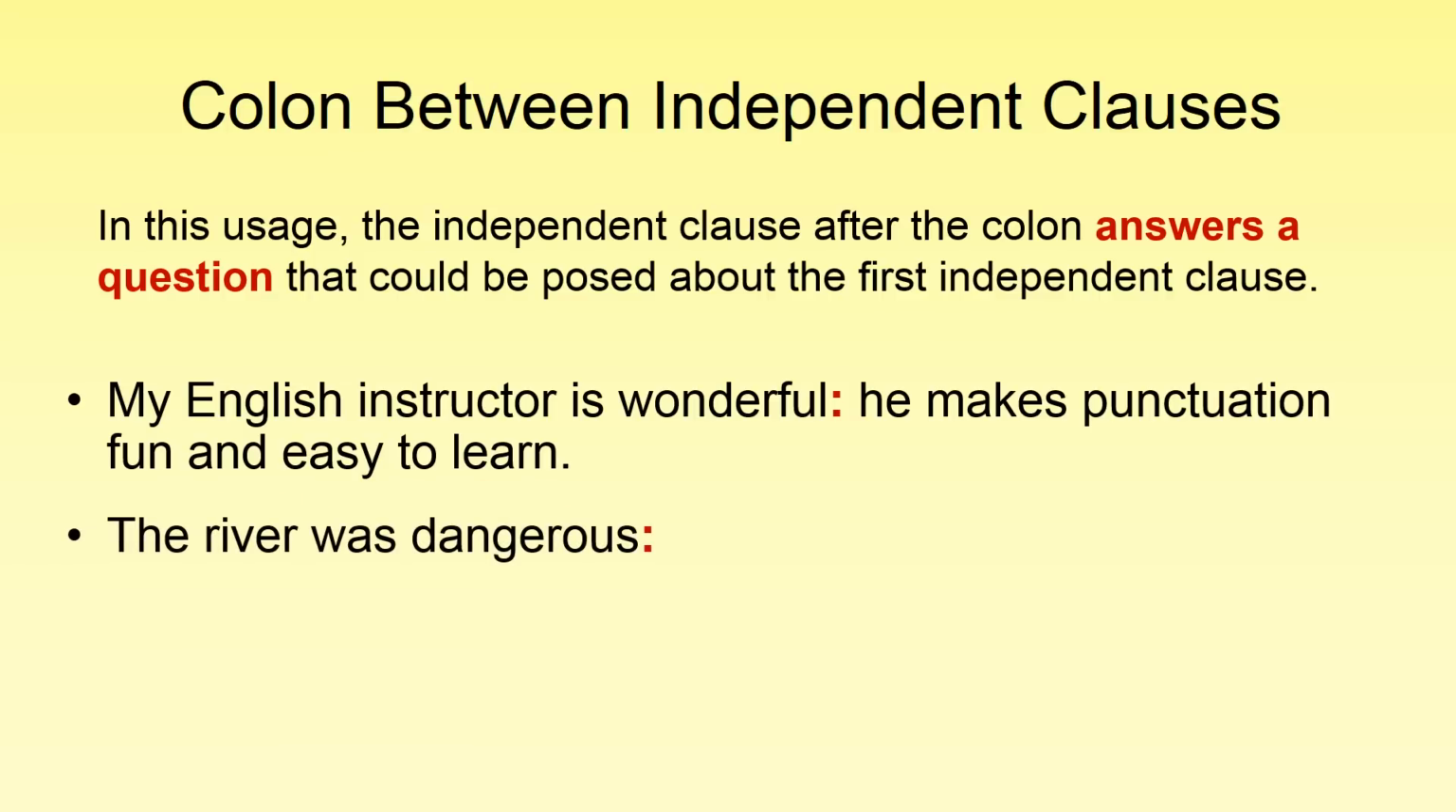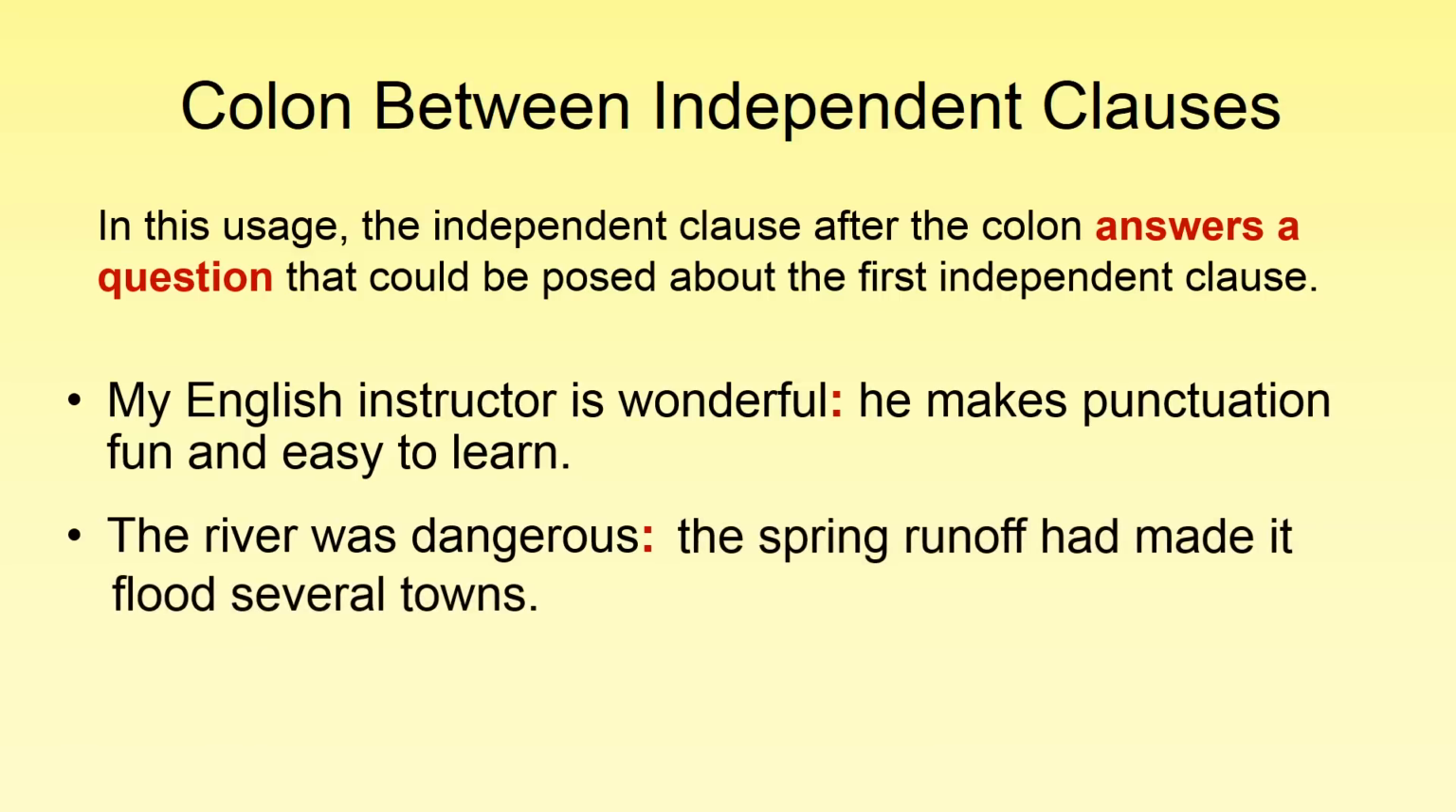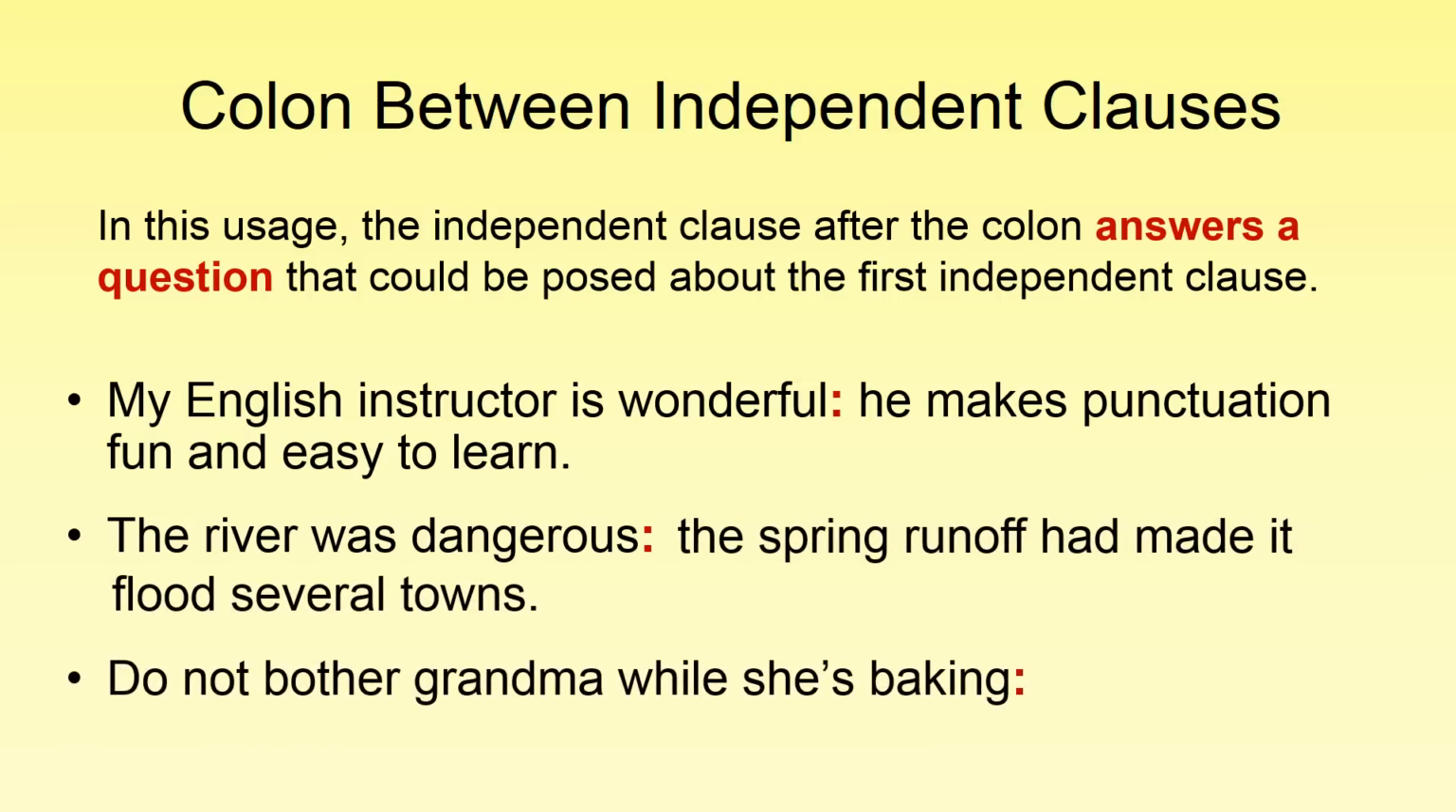Here's an example for you to try. The river was dangerous. We have an independent clause. Once we see this colon, we know we're introducing something and we're going to explain something about it. What's the question here? Why was the river dangerous? Well, the spring runoff had made it flood several towns. One final example. Do not bother Grandma while she's baking. Why not? Well, she will hit you with her broom.